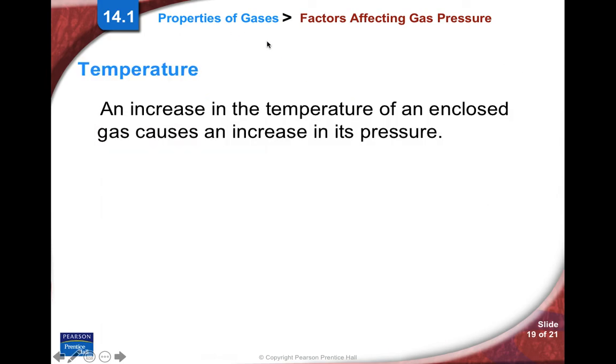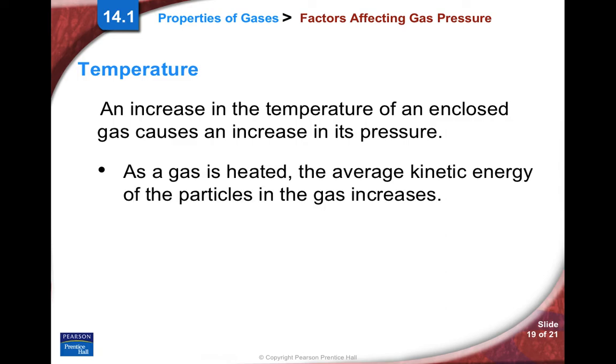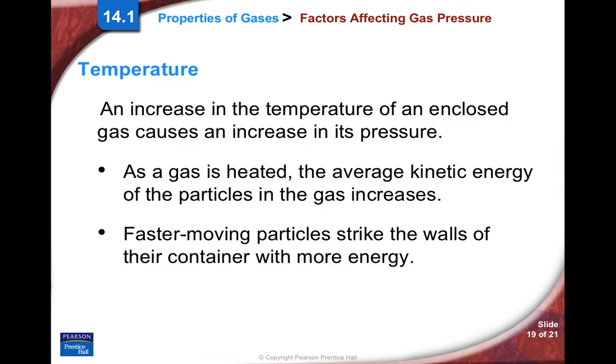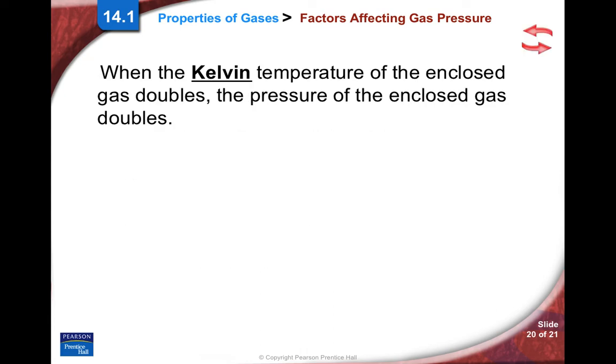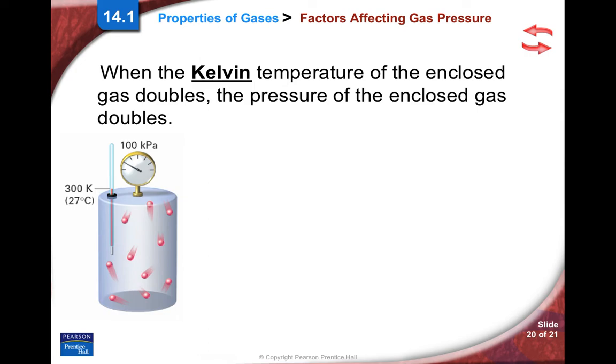That's an inverse relationship. Temperature will also cause an increase in pressure. Again, temperature is directly related to kinetic energy. The faster they're moving, the faster they hit, the harder they hit, more energy, more pressure. So we have to do the temperature in Kelvin. 300 Kelvin is about 27 degrees Celsius. That's pretty warm, but it's a nice round number.